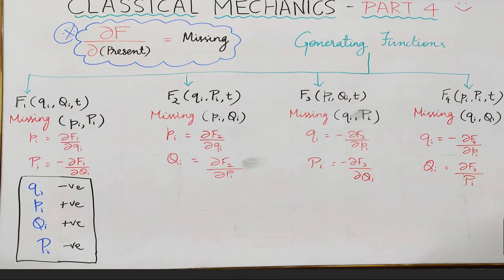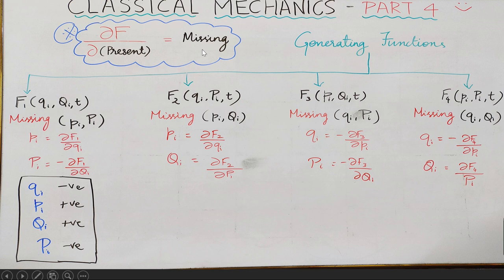So you have to learn this cloud. That is, dou f by dou present is equal to missing. If you remember this, everything is going to be very much easy. So we have these four generating functions, and I have written that f1 is dependent on small q, capital Q. And what is this missing over here? Present is nothing but the dependencies. That is, small q and capital Q is the present terms. And what is missing? Small p and capital P is missing.